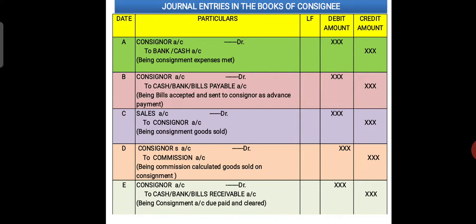Okay, students, now the second section. Here in the second section, we cover the ledger accounts that we prepare in the consignee's books.